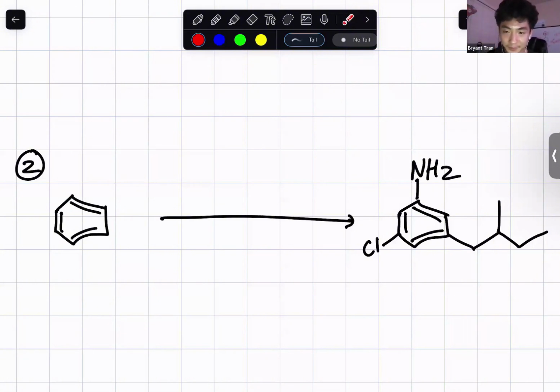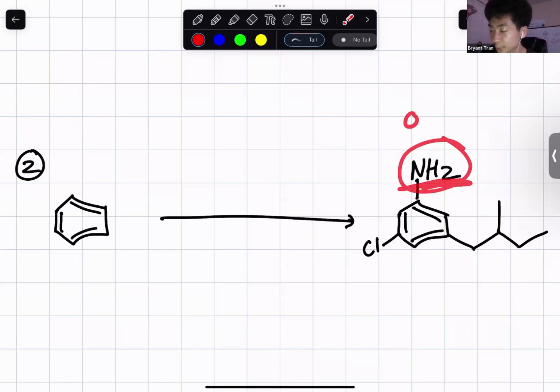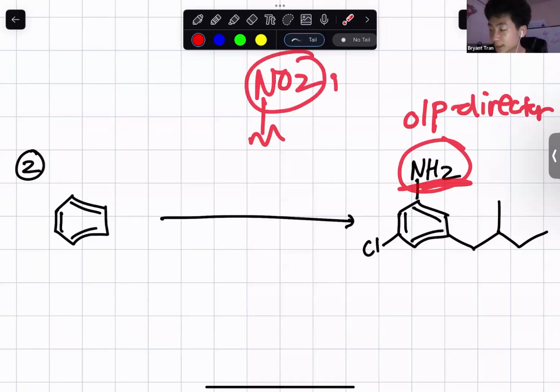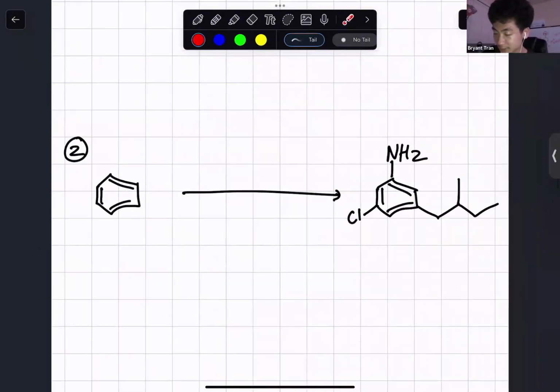The azo group. So the NH2 group here is an ortho-para director. But if you look at the NO2, that's a meta director, right? So we can do that, right? But which one would you want to do first?